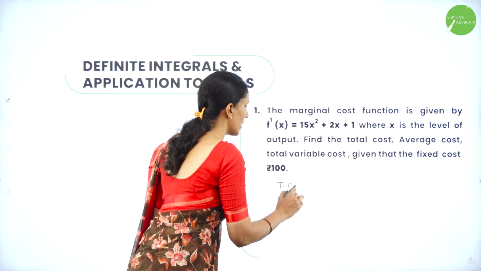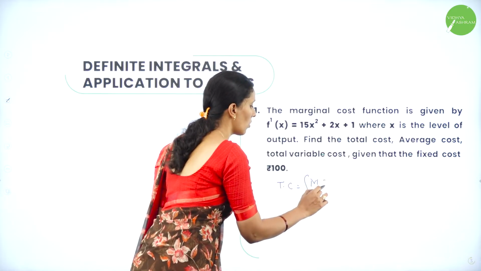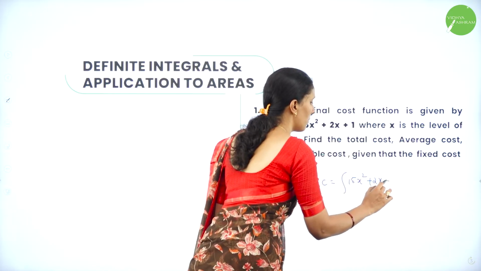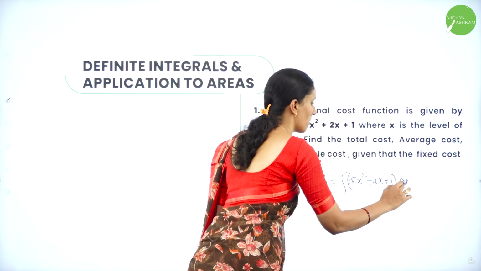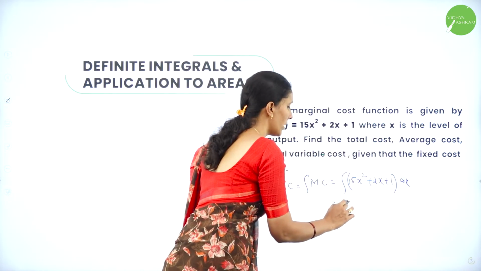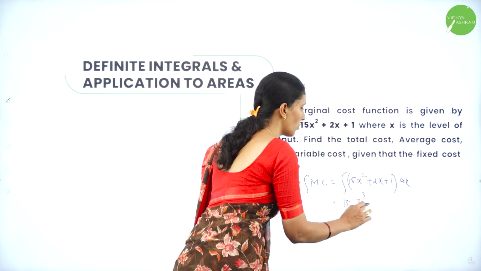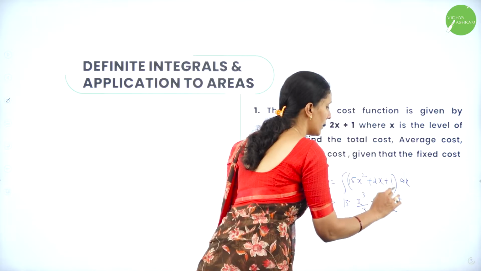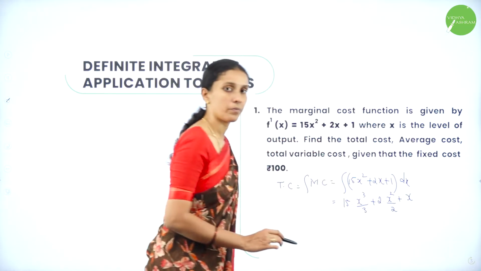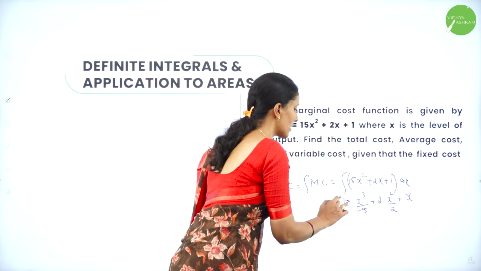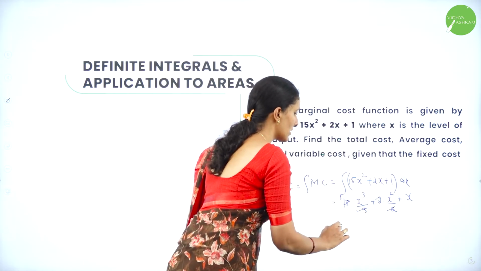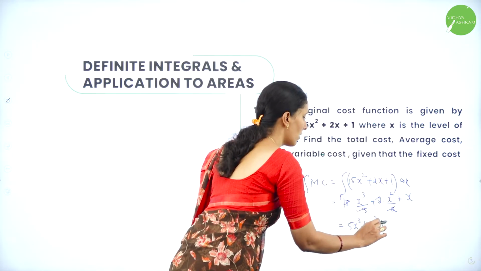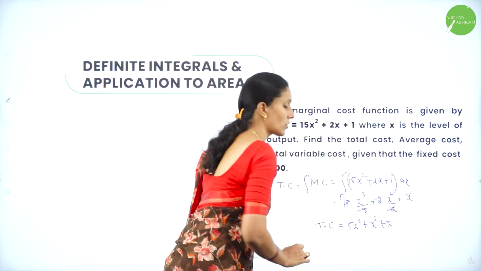So total cost is equal to integration of marginal cost, that is integration of 15x square plus 2x plus 1 into dx. When you integrate this, this is 15. Integration of x square is x cube by 3, plus 2 into integration of x, which is x square by 2. Integration of 1 into dx is x. So here you can cancel: 3 fives are 15, and 2 and 2 get cancelled. So the answer is 5x cube plus x square plus x. This is the total cost function.